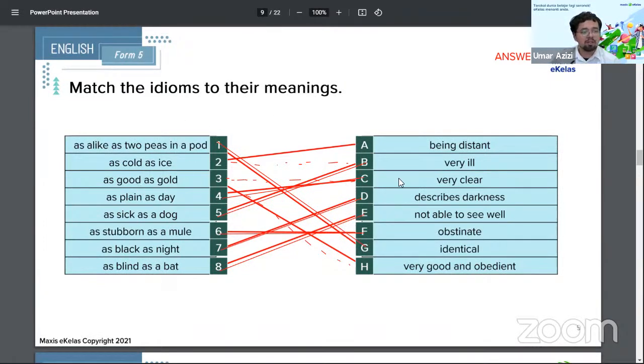As good as gold does not mean very clear. As good as gold means your goodness, how good you are, how obedient you are. In a literal meaning, it just means that the element you're using functions similarly to gold. So it's not as useful as an idiom as it is right here. All right.